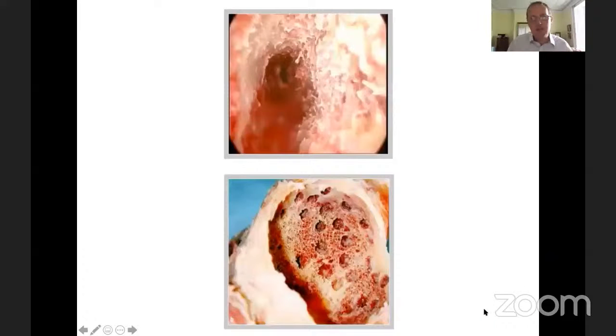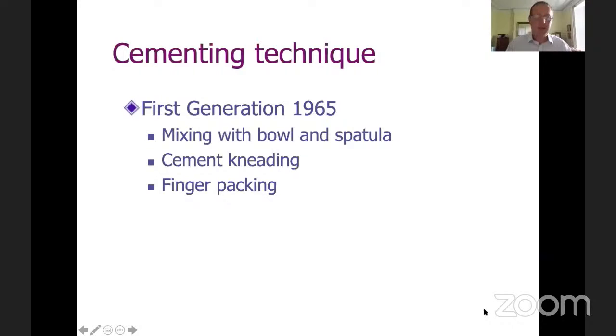So the top image there is what your canal will look like before you've sucked it out, but you've given it a good wash. And there in the acetabulum is that combination of macro interlock, the draw holes, and the micro interlock, which are the cancellous spaces.